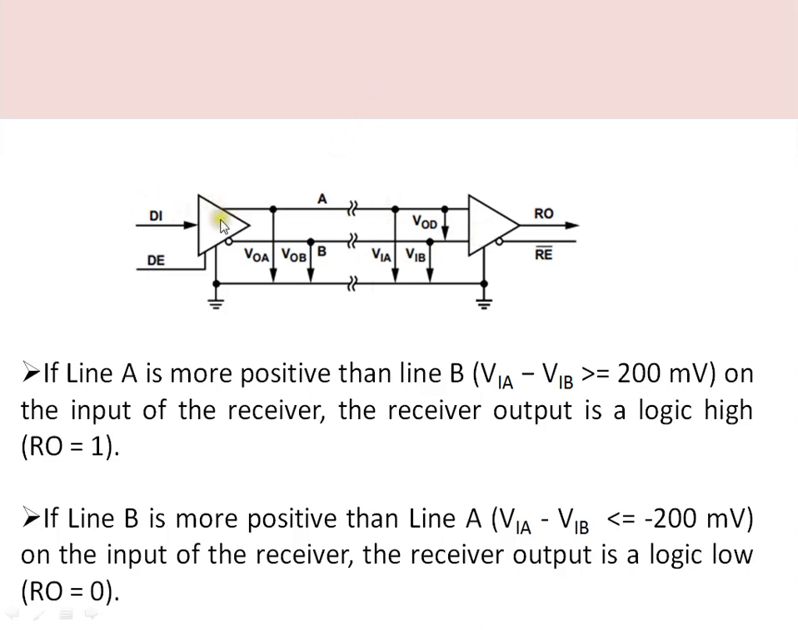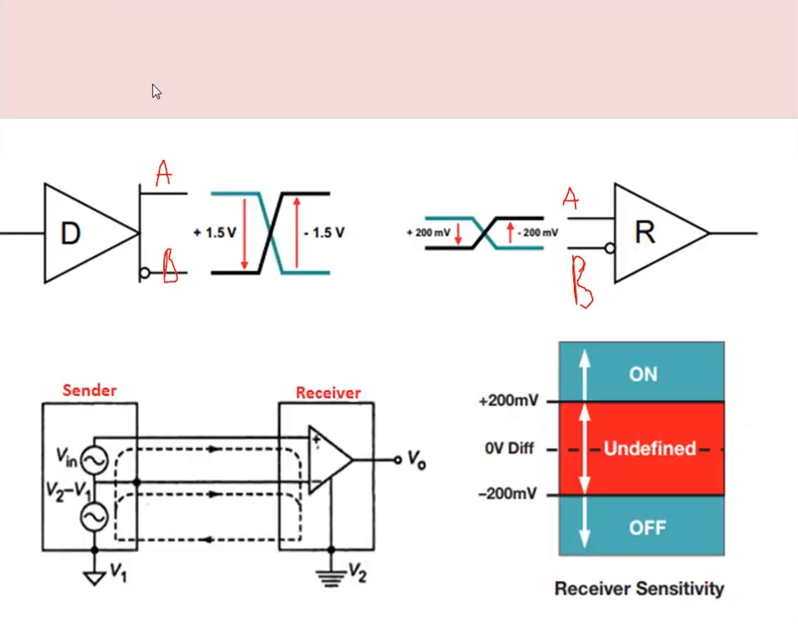So what is the driver voltage? If DI is 1, the driver voltage VA minus VB should be greater than or equal to a minimum of plus 1.5 volts, and it can go up to a maximum of 6 volts as per the standard. Similarly, if DI is 0, VA minus VB is less than or equal to minus 1.5 volts at minimum, and it can go up to minus 6 volts as per the standard.